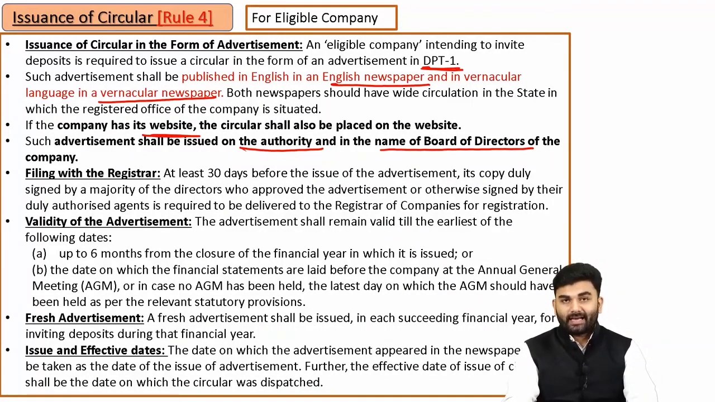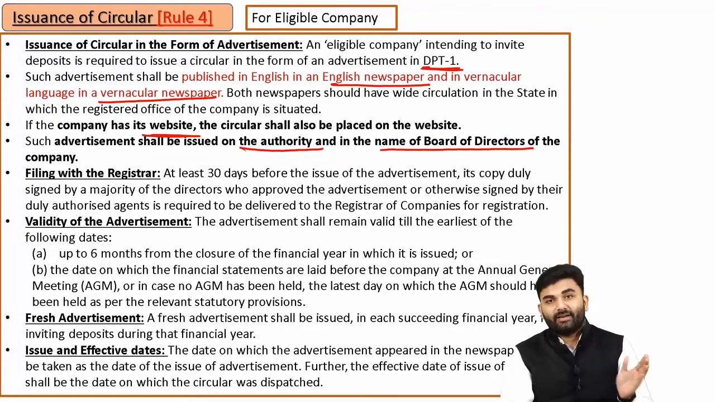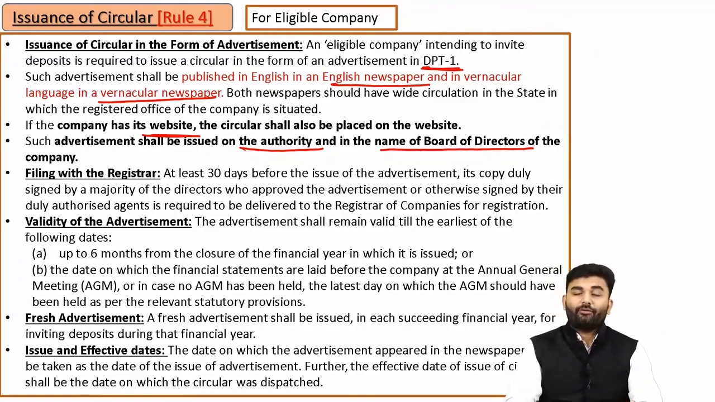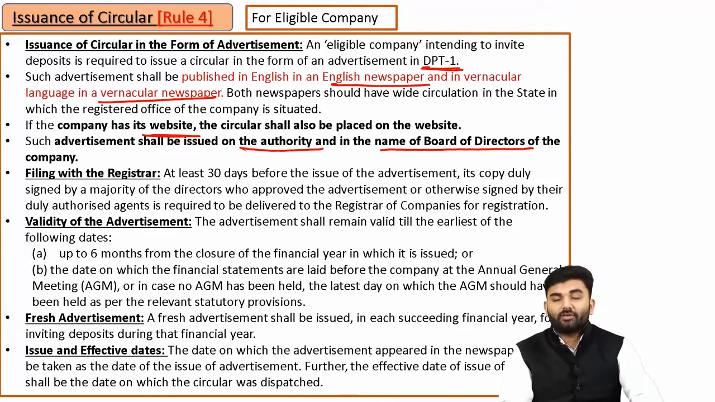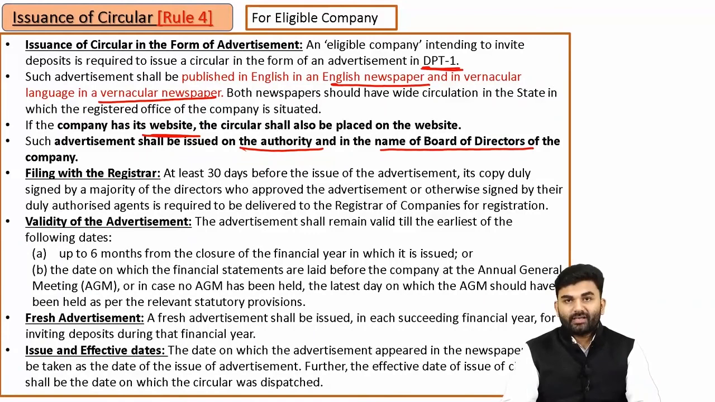The lawmaker says that if you had issued a circular through an advertisement in a newspaper, then the day when the advertisement was given in the newspaper, from that day the validity will begin. However, if you have dispatched a circular, then in that case, the day when the circular was dispatched will be considered as the effective date from which the validity begins.